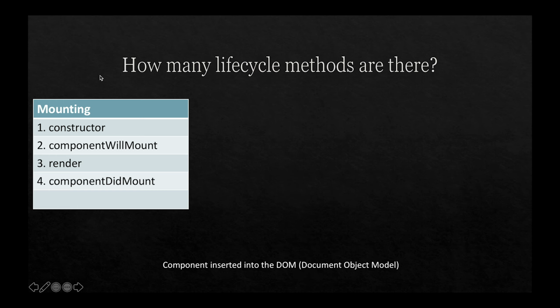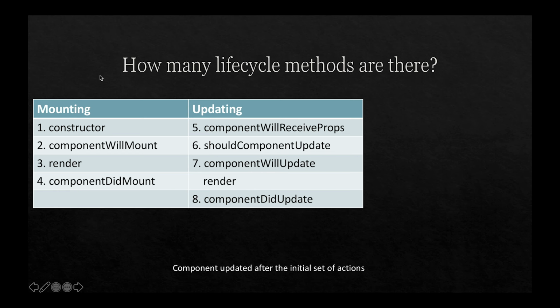And then for when you update a component, we have component will receive props, should component update, component will update, and then we can render again. You see here, I didn't count that because it's already counted in mounting, and then component did update. So the way to look at it is render is used whether you're mounting or updating, whether you're creating a new component or you're just updating it, while everything else, constructor, component will mount, component did mount, and the rest of them are really specific to creating a component and updating the component.